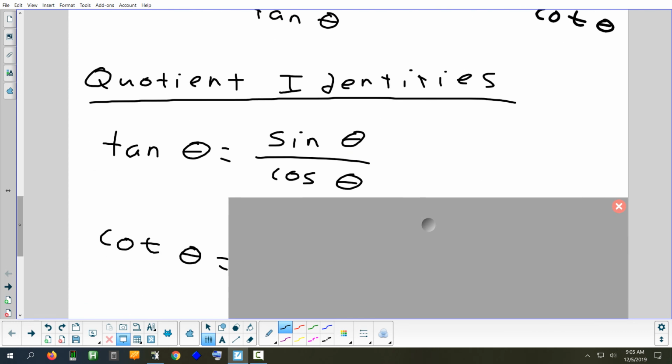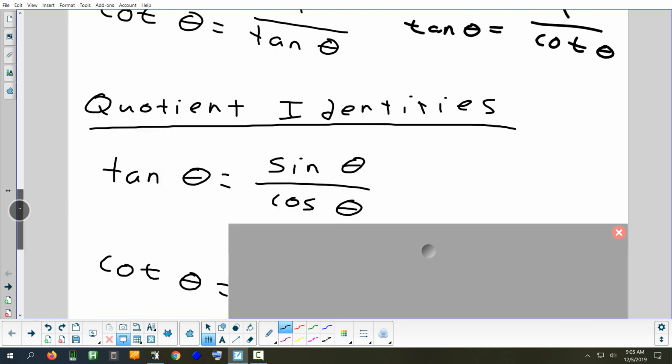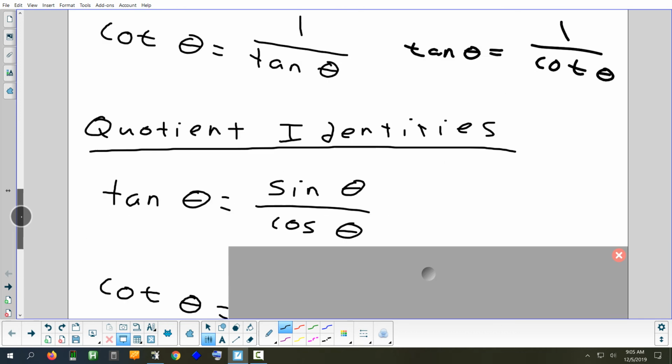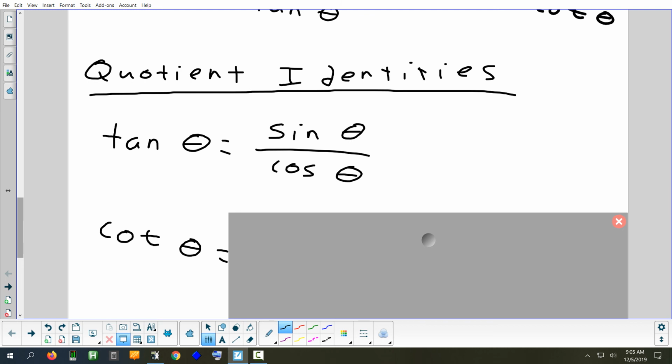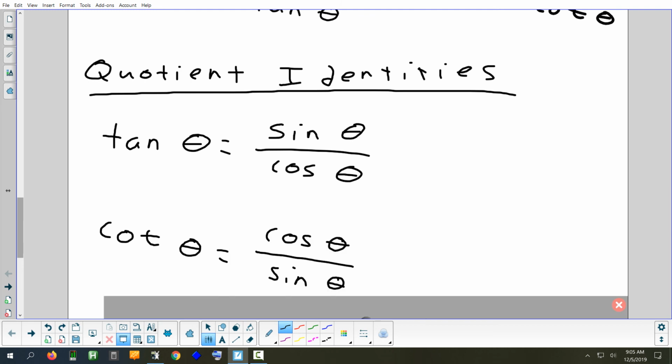So, based on that, we can write cotangent the way I did up above, but I can also write it another way: cosine over sine. Cotangent and tangent are just the reciprocals of each other. And if tangent is this, then cotangent must be that one flipped.